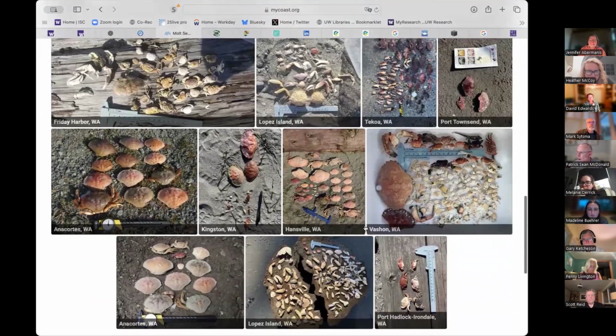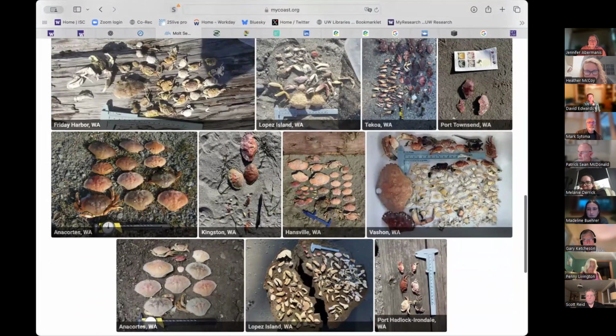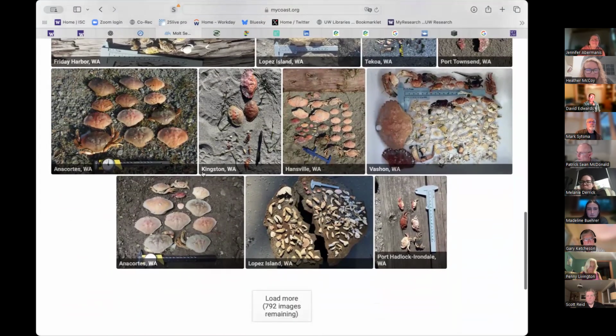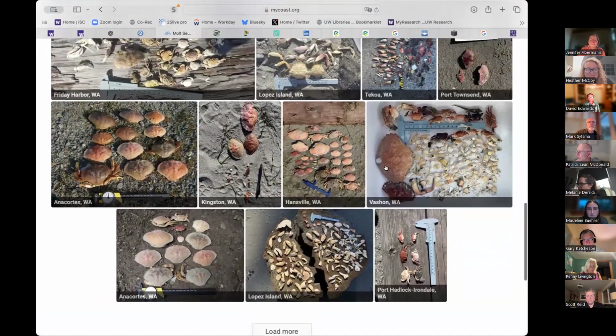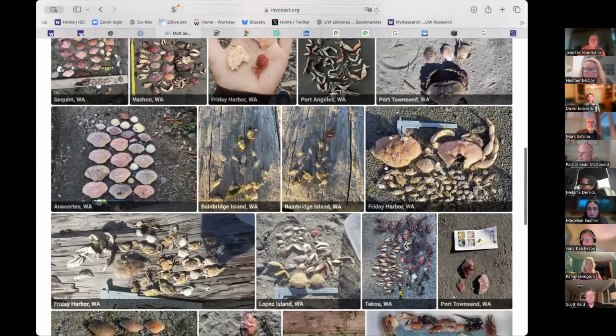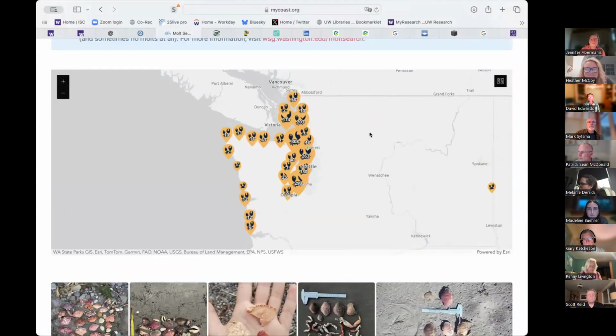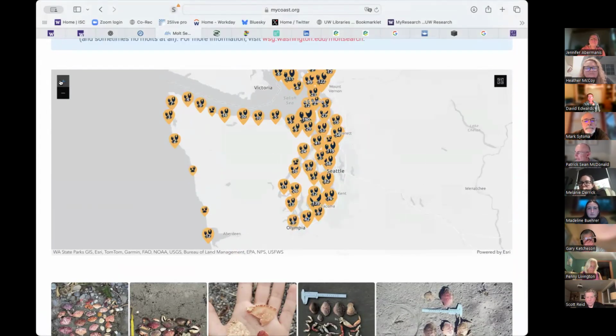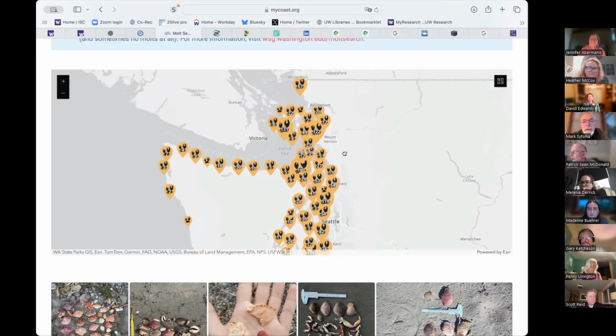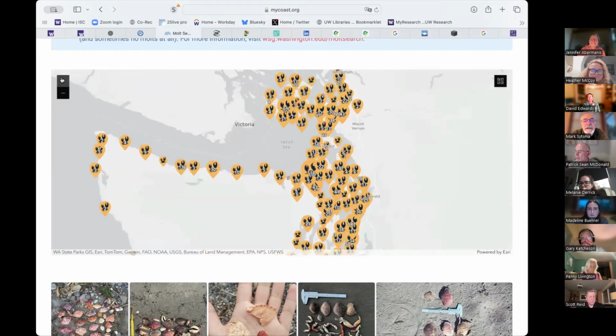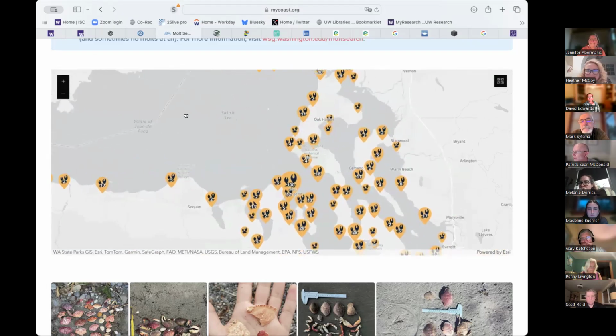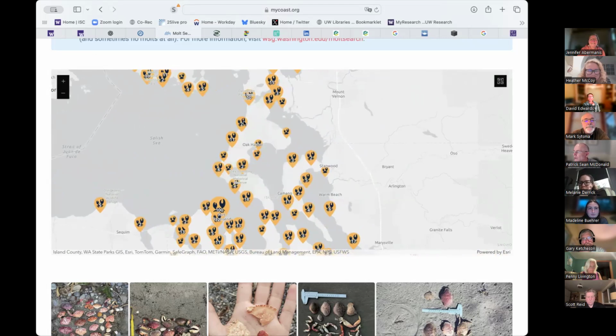And so they're from all over the place. I see some from the San Juans, Anacortes, Lopez Island. Looks like there's a good smattering of effort right now. And this map is showing where that effort has been applied to date in various regions. Could you zoom in and see if there's any on Whidbey? Yeah, so here's Whidbey. Oh yeah, quite a few. Oh, that's great. Efforts that have been carried out here.